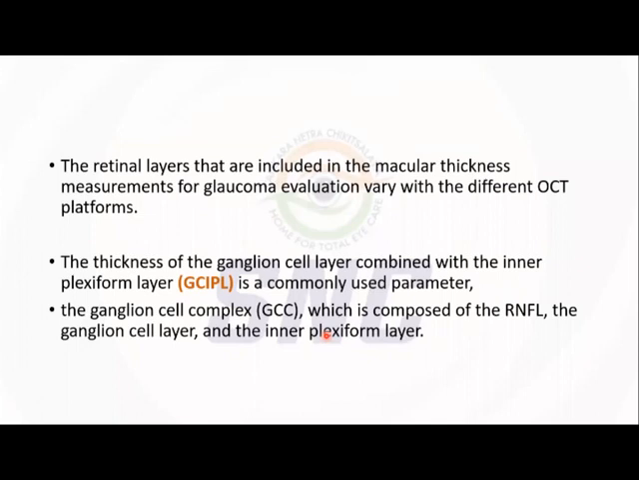The thickness of the ganglion cell layer combined with the inner plexiform layer, GCIPL, is the most commonly used parameter for the measurement of macular thickness, and they include the ganglion cell complex, which is composed of the RNFL, the ganglion cell layer, and the inner plexiform layer.